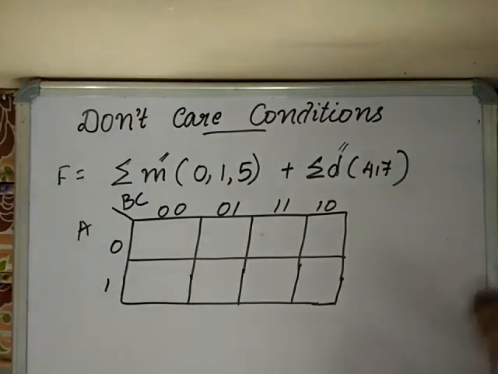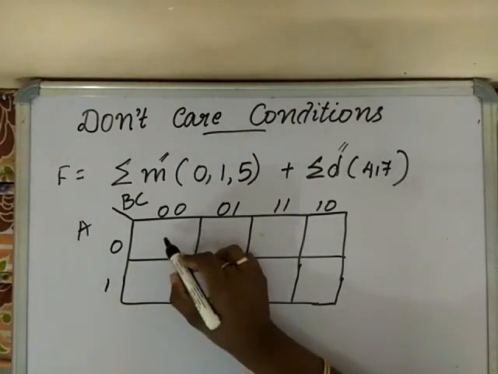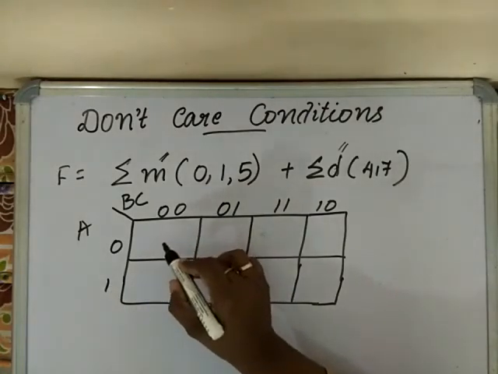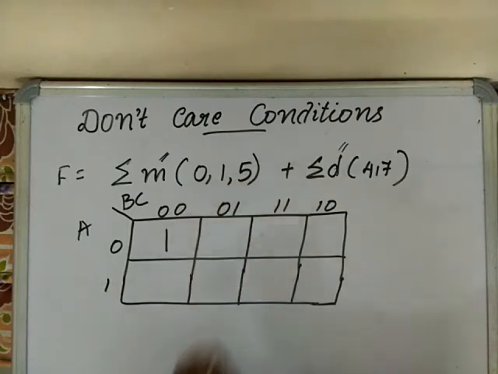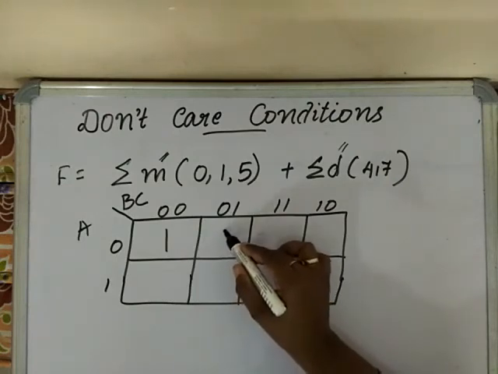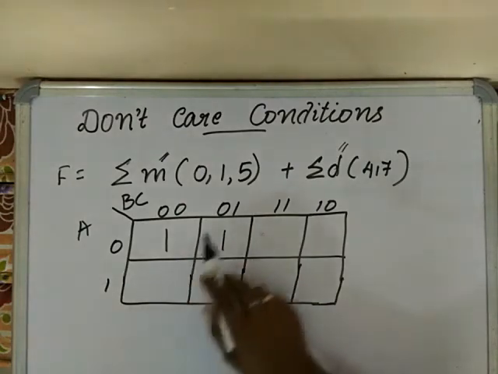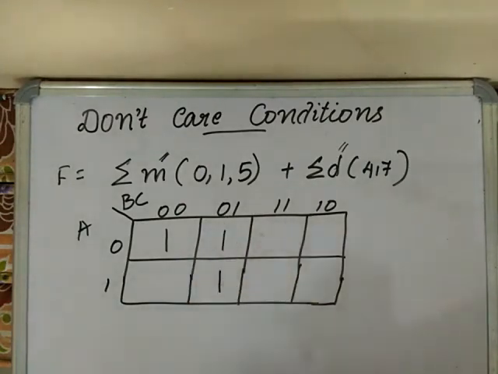We can first note down the min terms in the K-map. The first min term is 0, and it is indicated in the corresponding square by 1. The second min term is 1, so we put a 1 at the square 0, 0, 1. Then 5, which means 1, 0, 1. So there are three min terms, and we have put three ones in the corresponding squares.